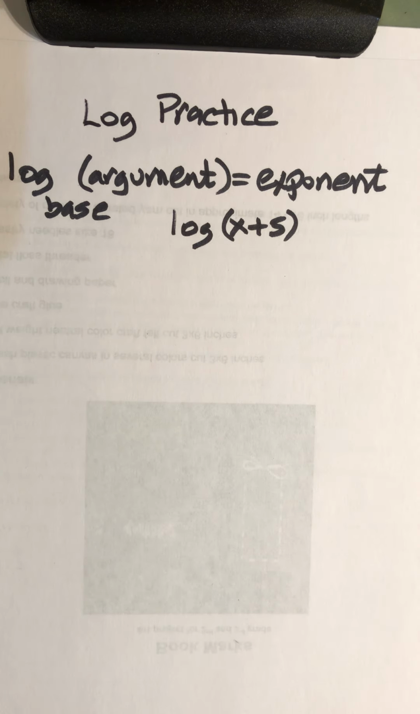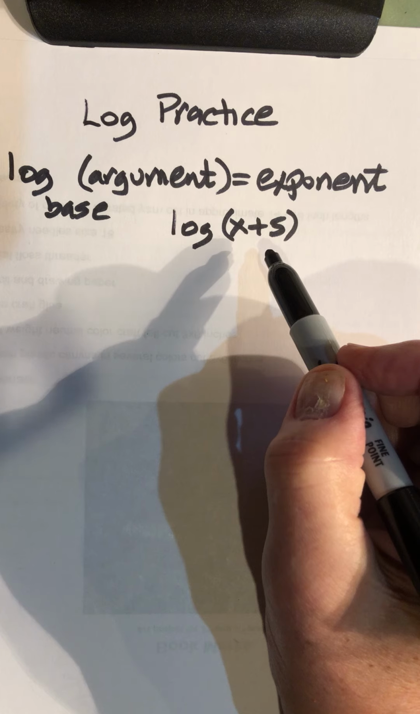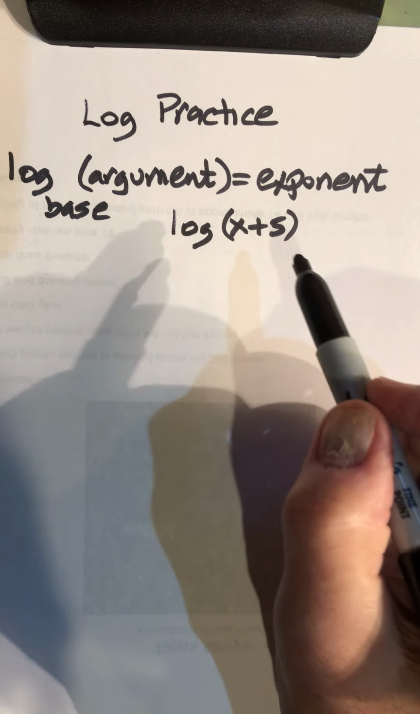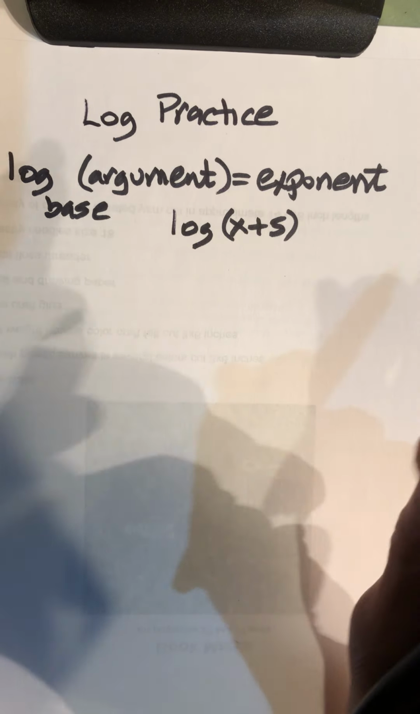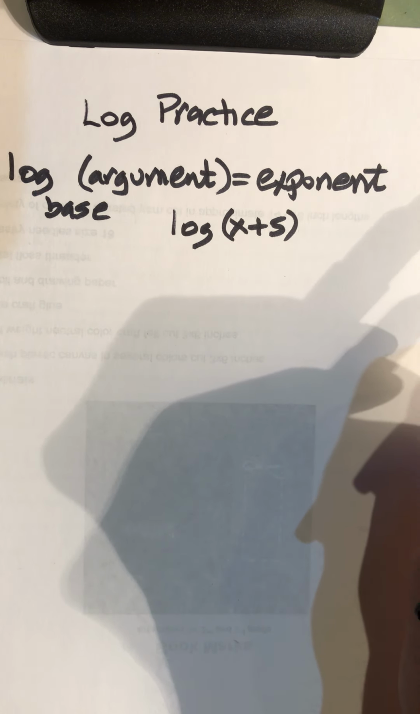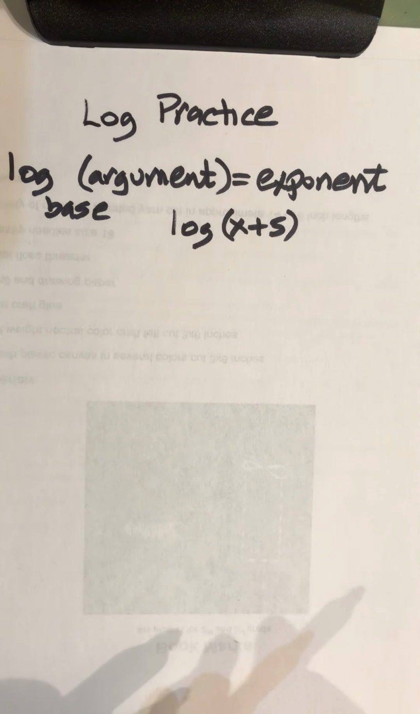All right, let's do some problems. By the way, when you get a negative argument as an answer, that means it's an extraneous solution and does not count as a real solution. So you must keep your arguments positive. All right, just remember that. All right, let's take one like this.